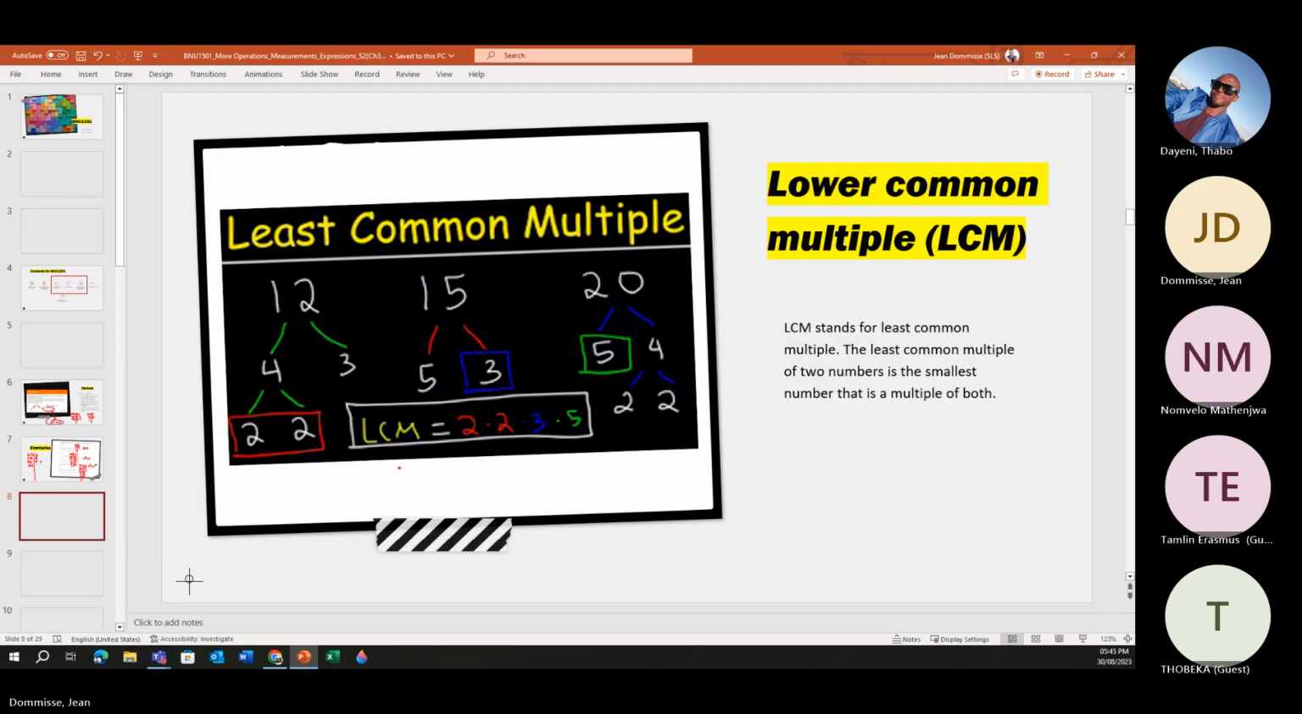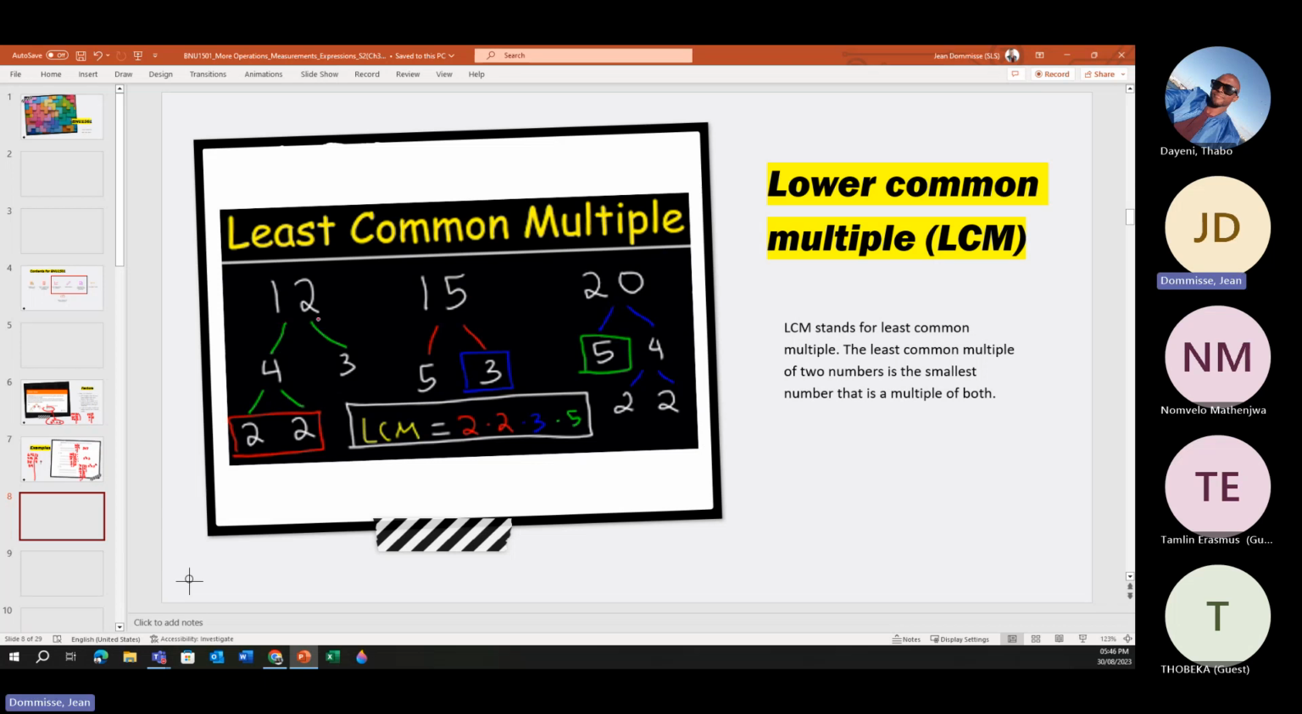Then the next one is looking at the least common multiple. Basically, the least common multiple, when you're looking at a few numbers, is the smallest number that you can get so that you can work with all of them.